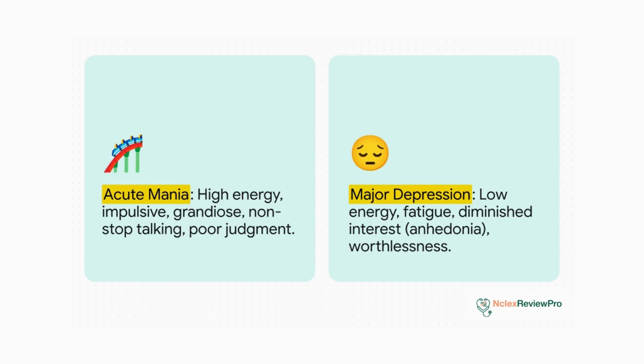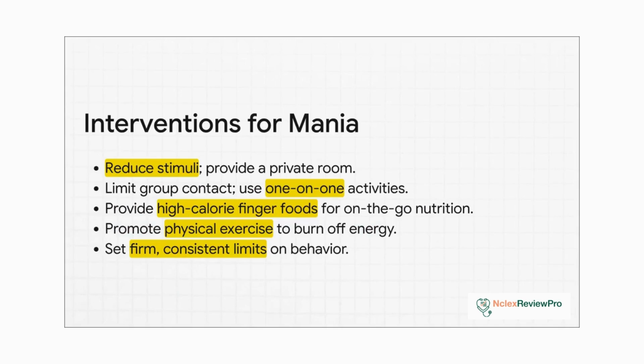Your job as a nurse is to be a detective, watching for the subtle shifts between these poles, because that tells you the care plan might need to change. So when someone is in an acute manic state, what do you do? 2 words, safety and structure.